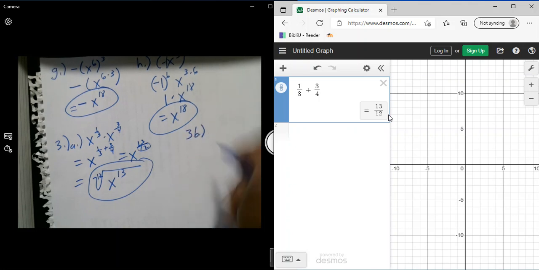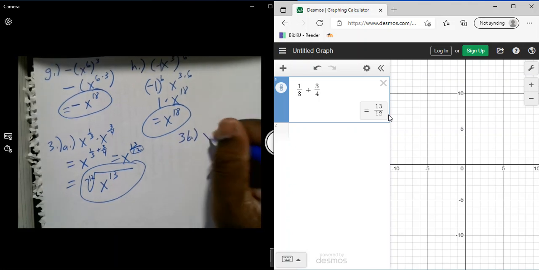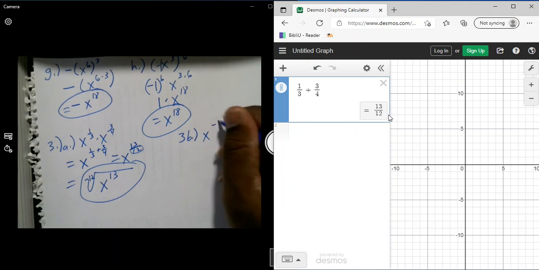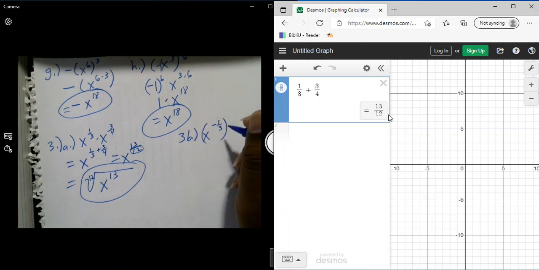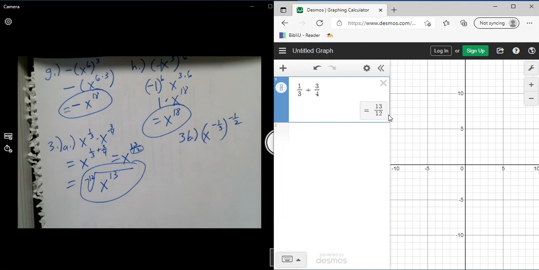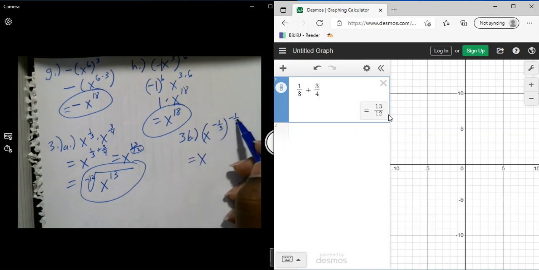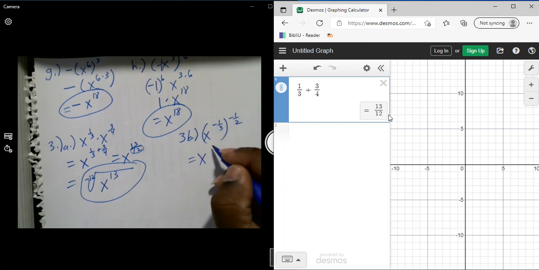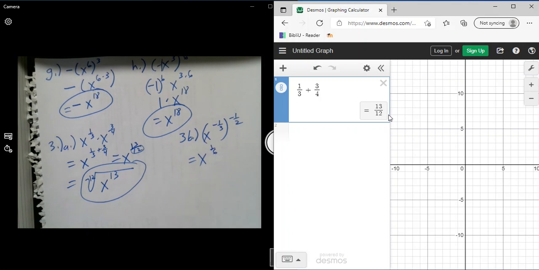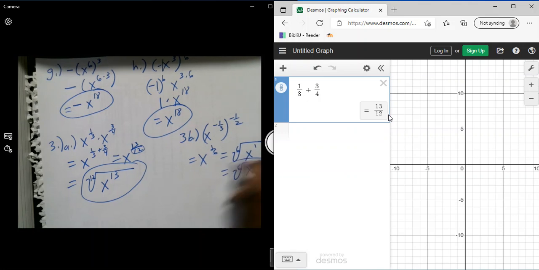All right, now for 3b, we have x to the negative 1/3 to the negative 1/2 power. Now, when we take a power to a power, we multiply, we bring down our base. A negative 1/3 times a negative 1/2 is a positive 1/6. Now, we cannot simplify this any further. So this will end up being the 6th root of x to the 1st power, which is really just the 6th root of x.